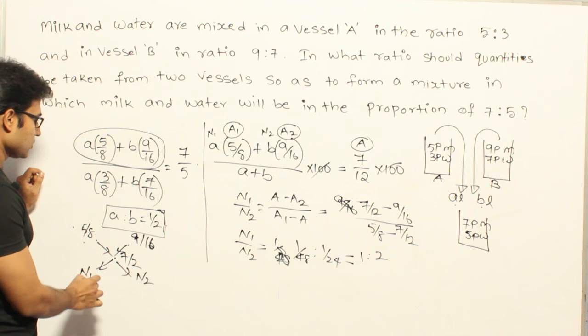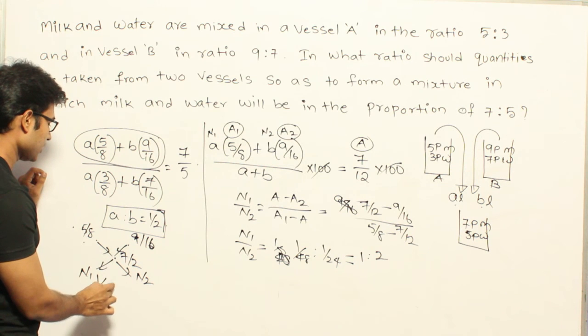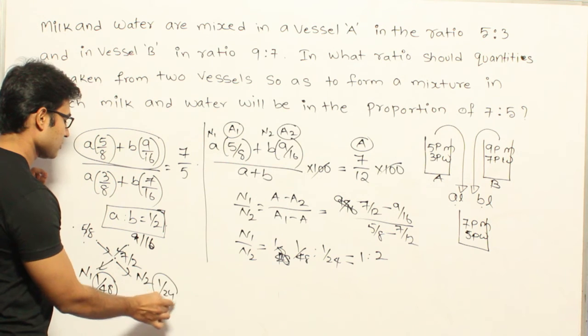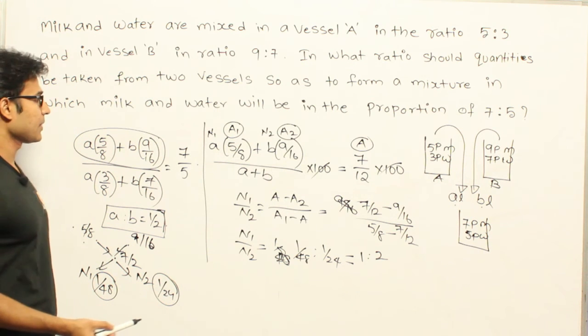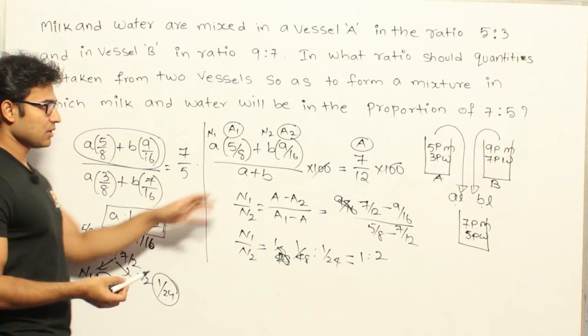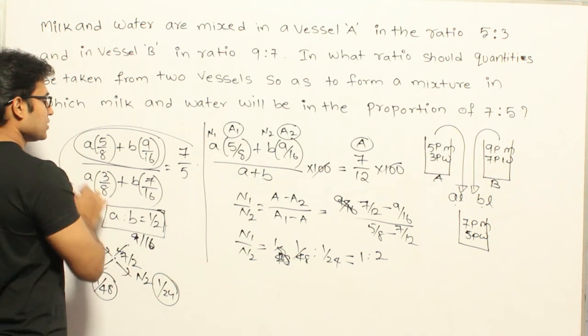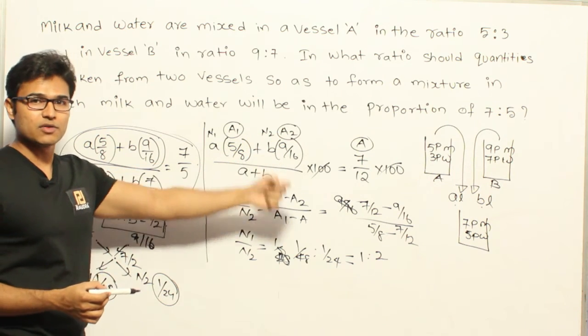So if you take the difference and write it here, it is going to be 1 by 48. If you take this difference and write it here, it is going to be 1 by 24. Now N1 is to N2 equals 1:2. Even here you get the same. So if you don't remember the formulas, or don't want to apply them, you can directly solve it this way. But if you remember the formula, it will make it a bit faster.